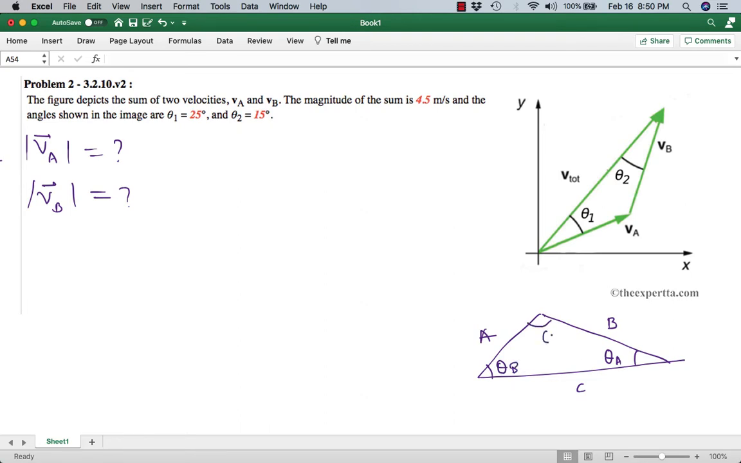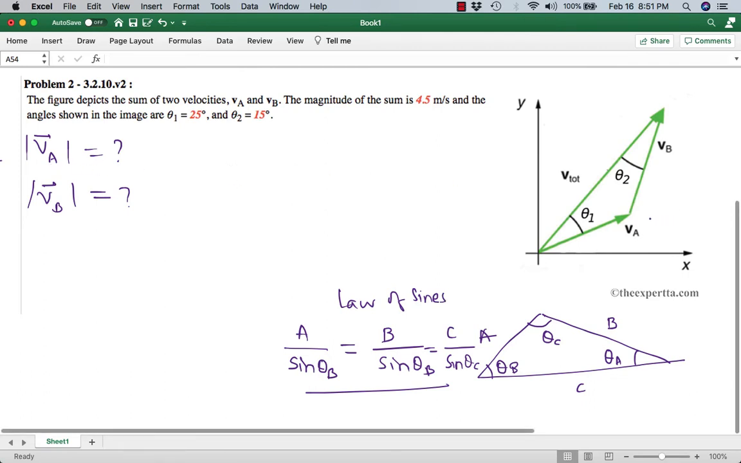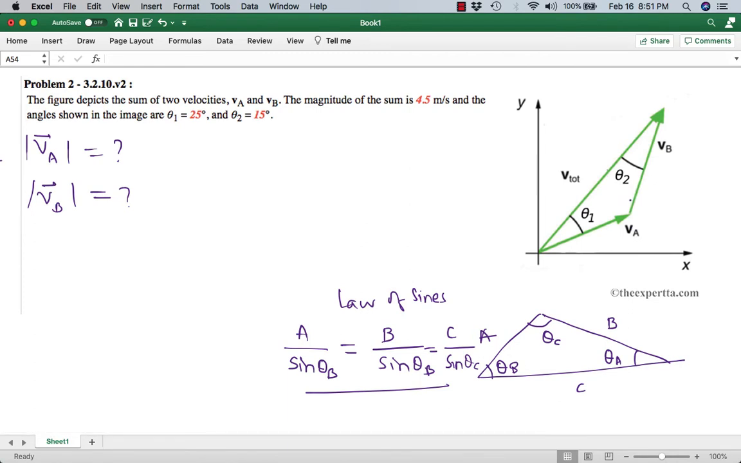is theta C. Okay, so the law of sines tells us that the ratio of the side A over the sine of its opposite angle is equal to the ratio of side B over sine of its opposite angle, which is theta B, is equal to the side C over sine of its opposite angle theta C. Okay, so that's the law of sines. So we'll use this law to get these quantities. Okay, so to use the law of sines, we need to get this angle also.